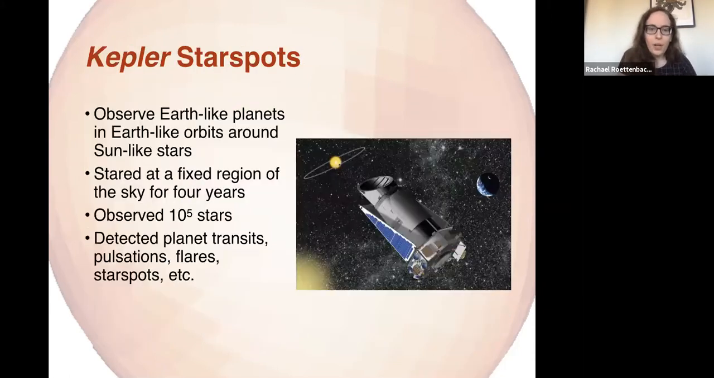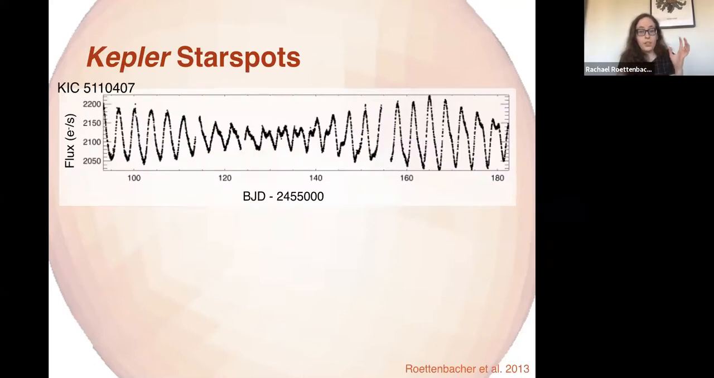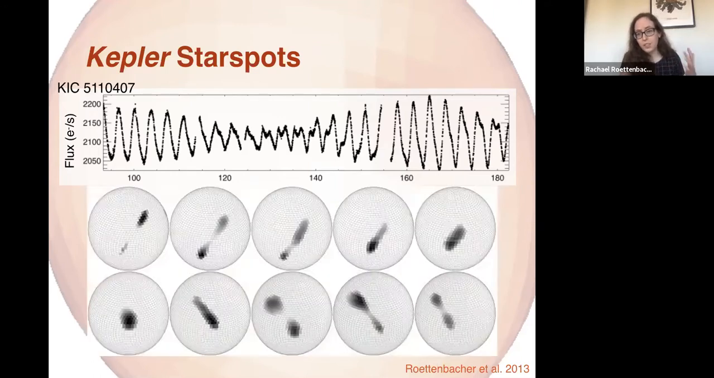And so I already mentioned Kepler. As you know, it stared for 4 years. So we have these beautiful long light curves that we can actually do this with as well. And so we chomp up the Kepler light curve into single rotations and recreate the surface, and we can actually track how the spots are evolving over time.